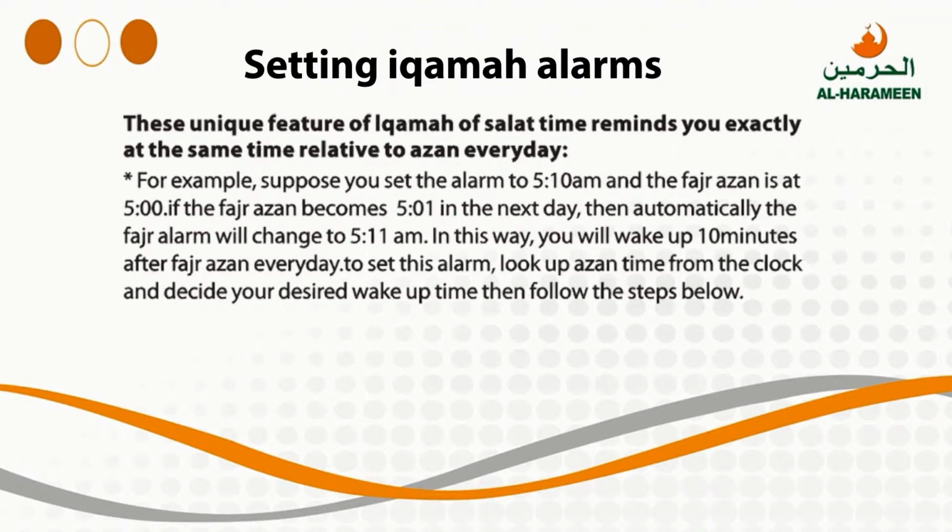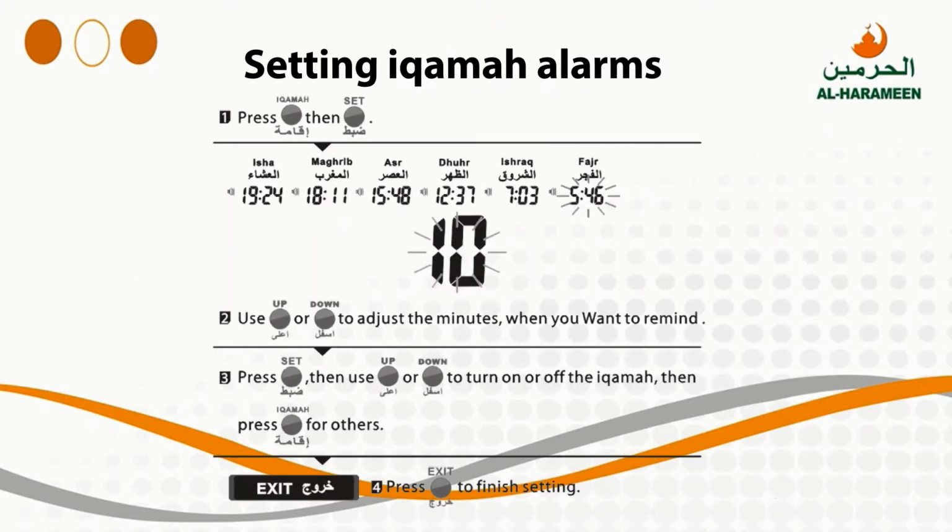To set this alarm, look up azan time from the clock and decide your desired wake-up time. Then follow the steps below. 1. Press iqamah, then set. 2. Use up or down to adjust the minutes when you want to remind.